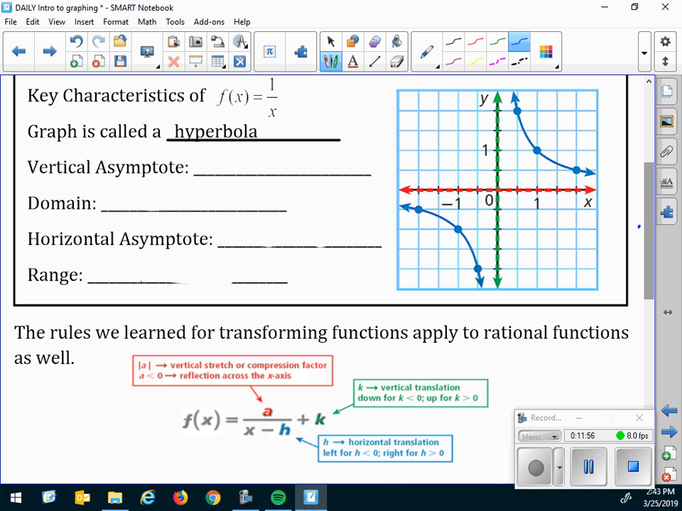Now the vertical asymptote, you may have already written that in there, right, Lance? Keep your hands to yourself. Didn't you learn in kindergarten to keep your hands to yourself?